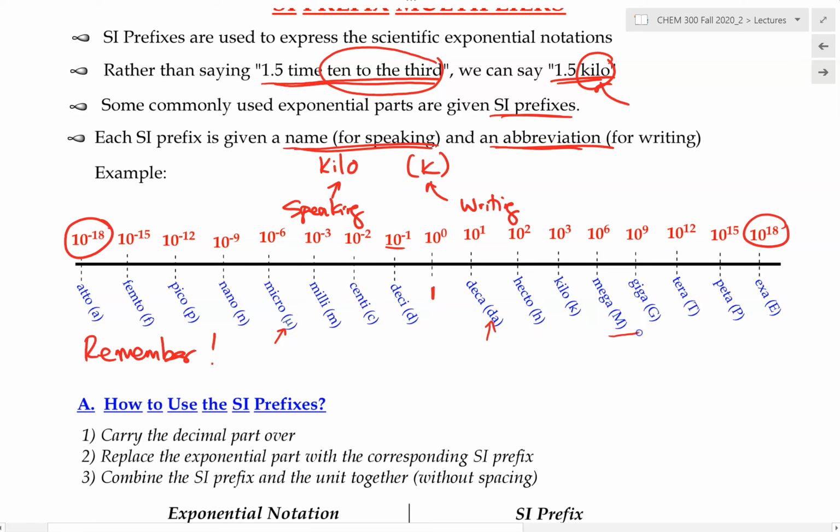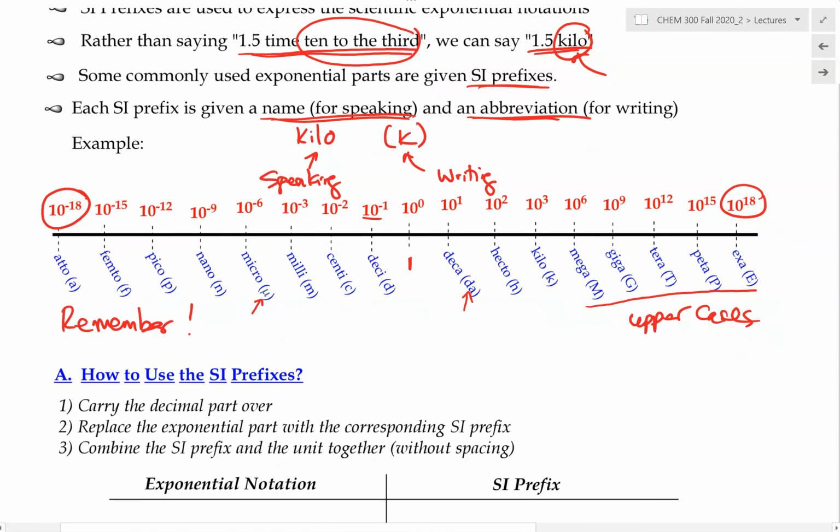Please note how some of these abbreviations are uppercase, versus the rest of them, which are all lowercase. Please remember this, and also please be able to determine which prefix is larger.